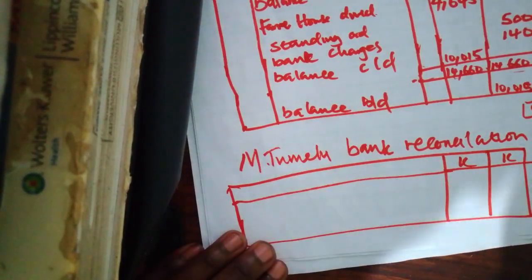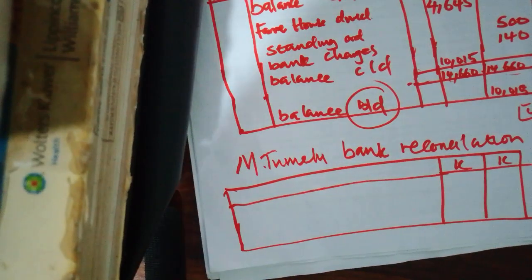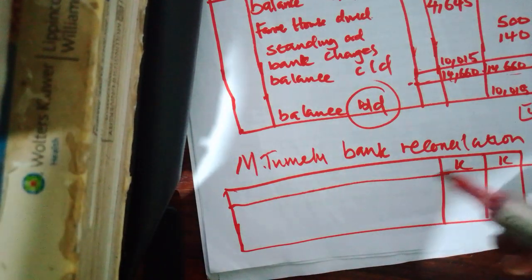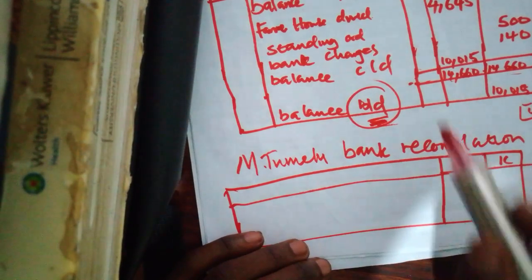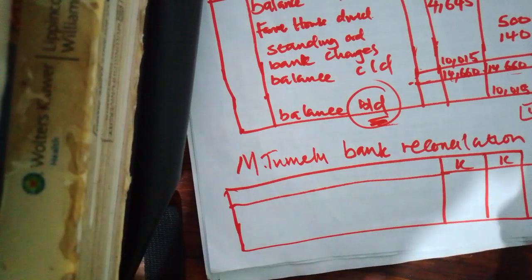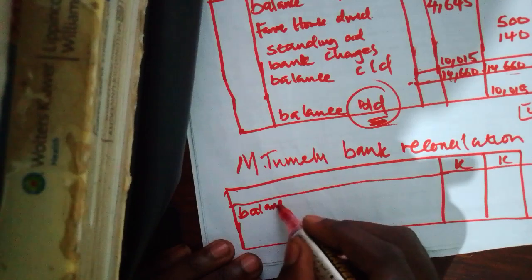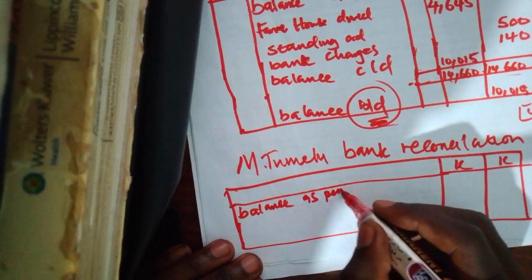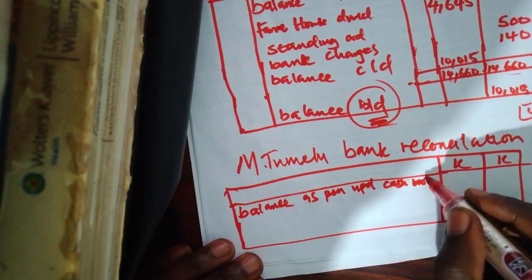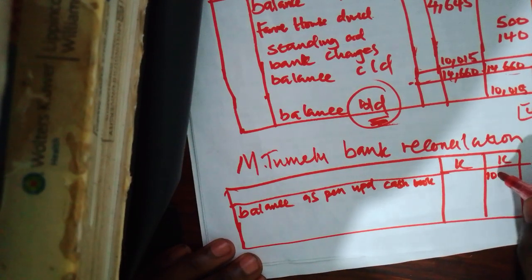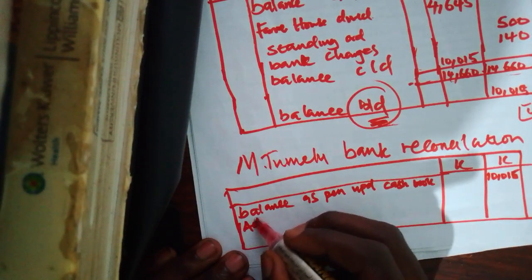So the first thing again, the balance you take is the balance breakdown. So here we'll be just dealing with balance breakdowns for the next month. So again here you pick the balance breakdown for the updated cash book. That's the first balance you put in the bank reconciliation. So you will say balance as per updated cash book, which is 10,015.